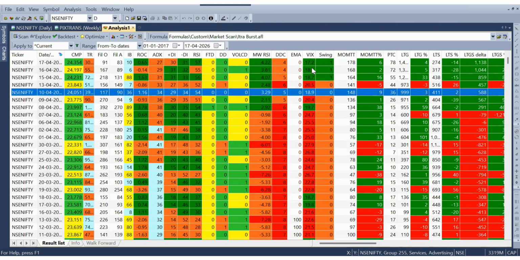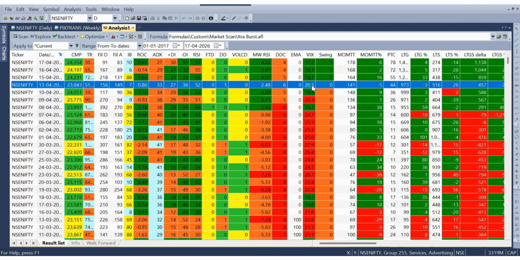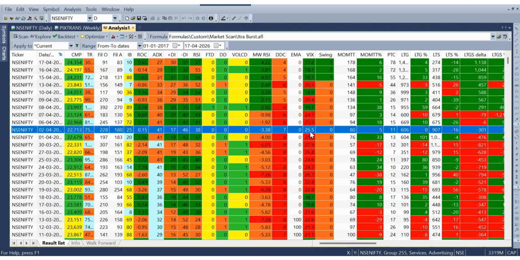Next is VIX, which has reduced nicely. At one point of time we had VIX standing around 28, right? That was bad. Now we have VIX standing at 17. So almost a 10, 11 percentage decline in VIX. That is a very nice scenario. And it has dropped below 20. So that's a very good sign, right?